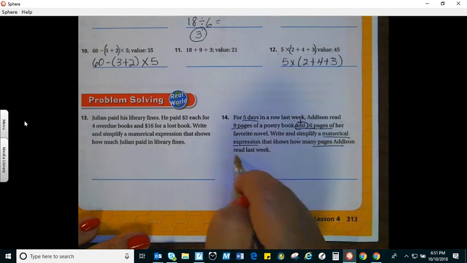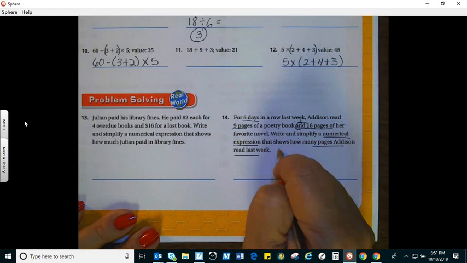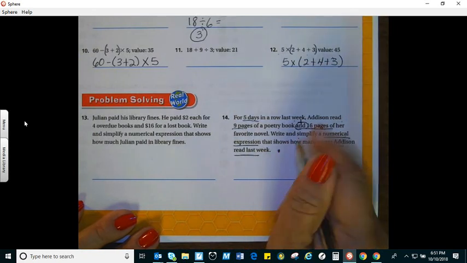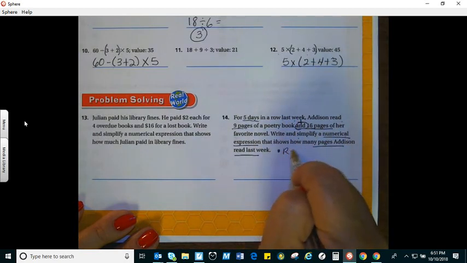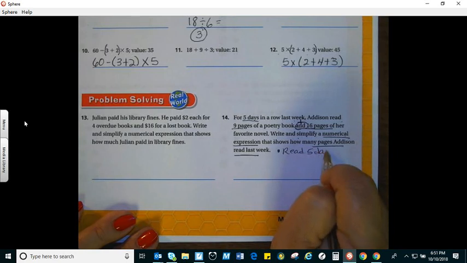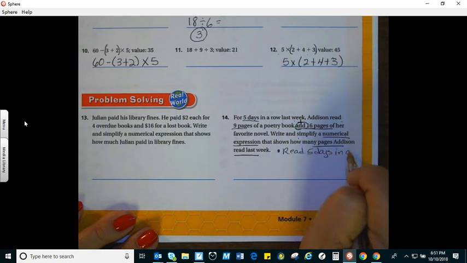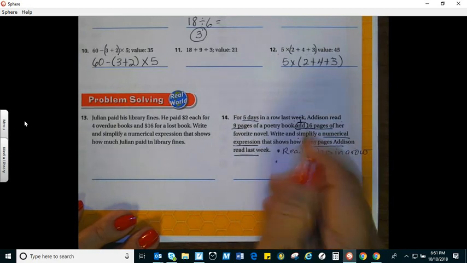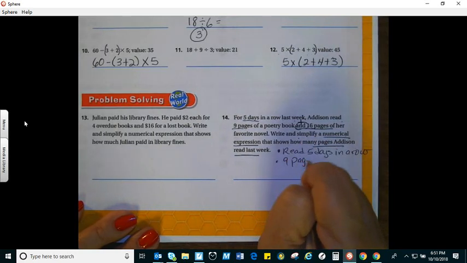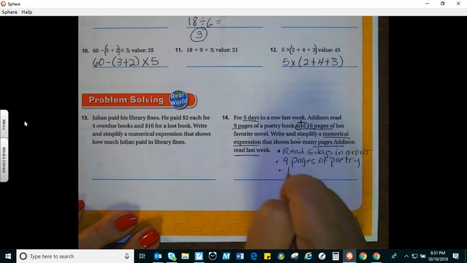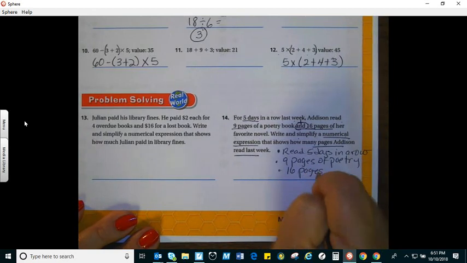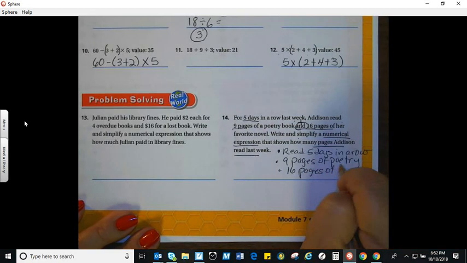Okay, so how many she read last week? Well, here's what I know. For 5 days in a row last week, Addison read. So she read for 5 days. She read 9 pages of poetry. She read 16 pages of favorite novel. Okay?